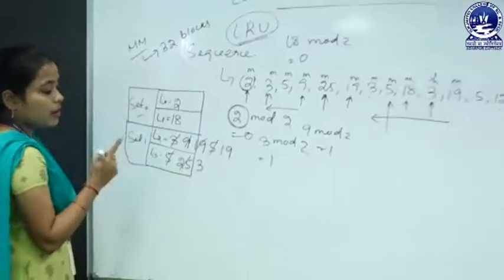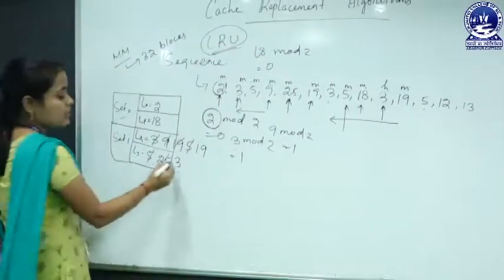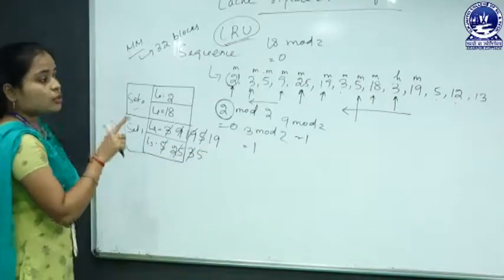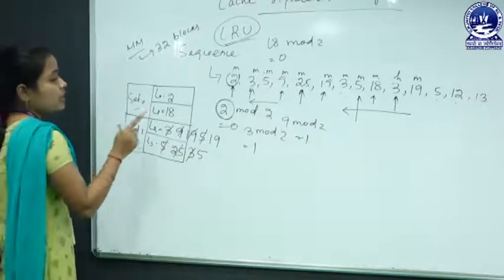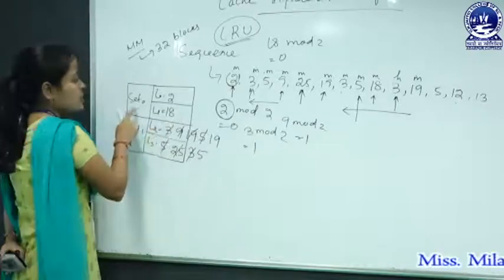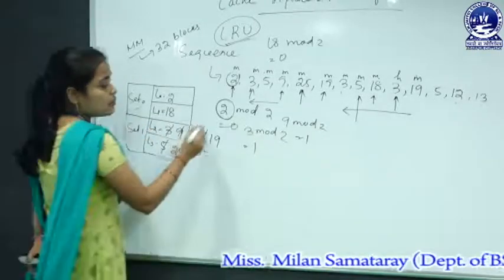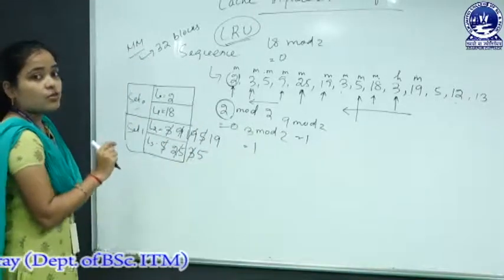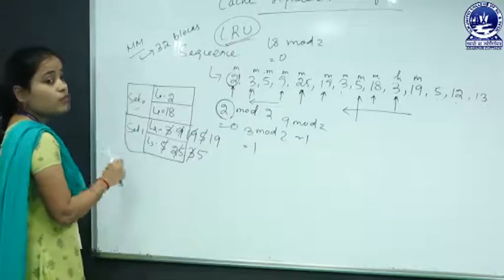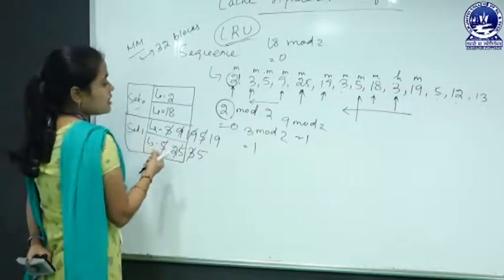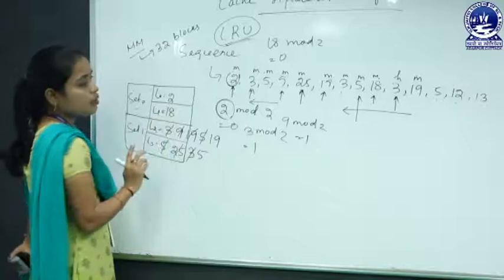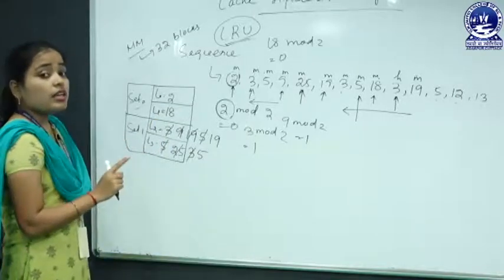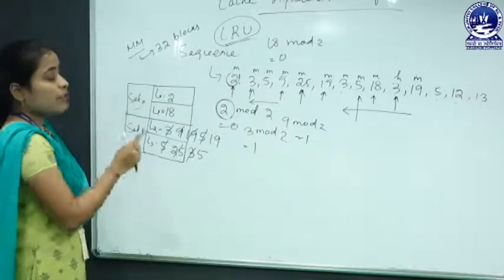Then the next one is block 5, so which one will be replaced? Block 5 here, then 12. When block 12 comes, it has to be mapped into set 0, by using the formula K mod V. So in which line? Here you can see these two blocks are not used recently, but which is not used for the maximum time?